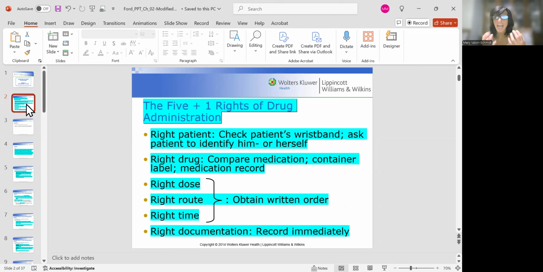Those are valid identifiers. Make sure you have the right drug. Compare the med, the container, the label, the med record. Make sure you have the right dose, the right route, and the right time. And then the last one is the 6th, really, but it's the right documentation. You record the administration of a drug immediately after it's given. Okay, so you don't forget.